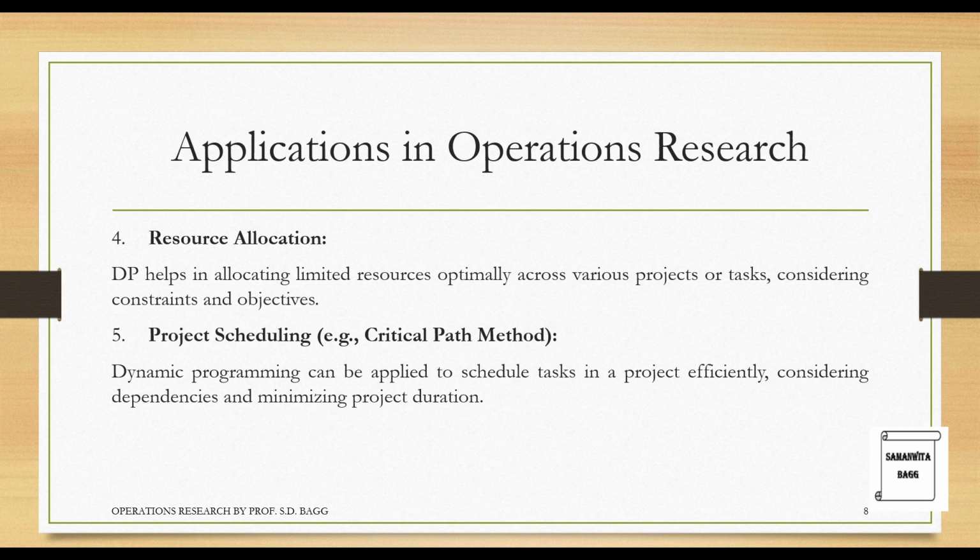Dynamic programming helps in allocating limited resources optimally across various projects or tasks, considering constraints and objectives. So this is another important job which is done by dynamic programming, where you can allocate resources to your projects or your task, considering what are your constraints. Like suppose if you have a particular amount of resource in your inventory, or say you have some kind of objective to fulfill. For example, you know that you need to serve your customers in the next 7 to 15 days. So accordingly, you will do your resource allocation.